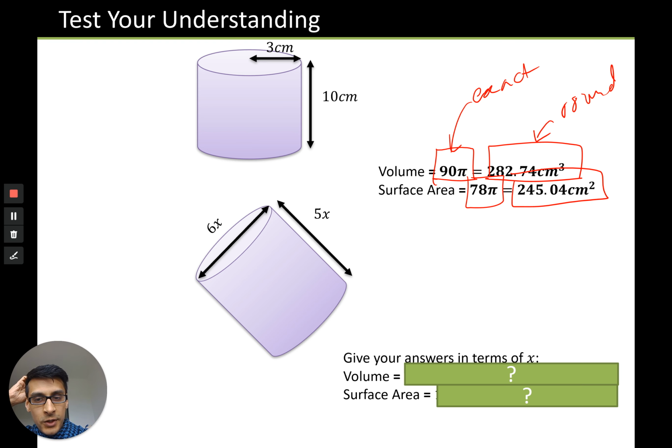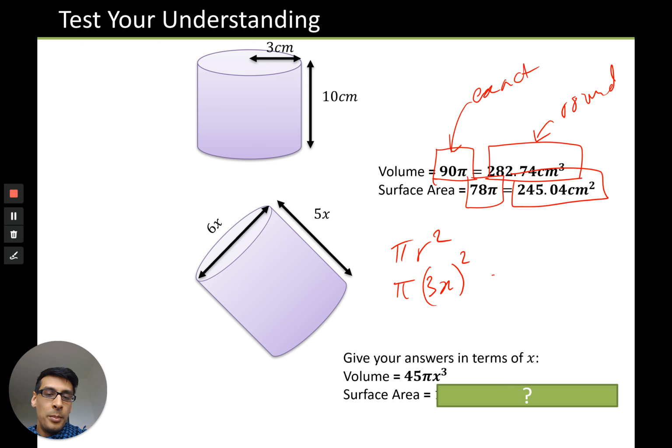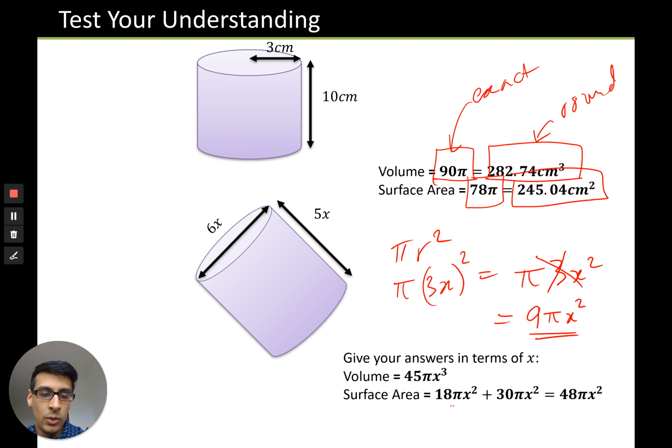Now, in terms of volume for this one, it's going to be 45 pi x cubed. Common mistake with pi r squared. For example, in this case, the radius is 3x, so pi times 3x squared. People will turn this into pi times 3x squared, forgetting to square the 3. That's wrong. You have to remember to square the 3, so it should be, if I write it in order, 9 pi x squared. And in this case, you multiply it by 5x. And in the surface area, you can see the working out there.